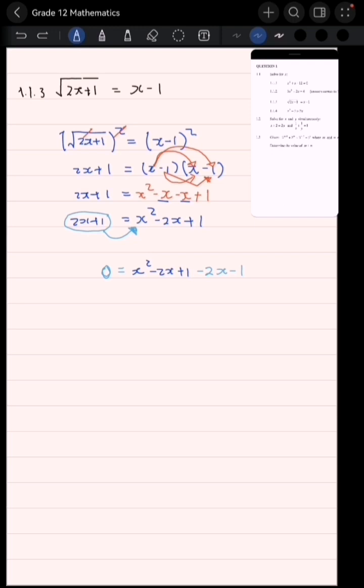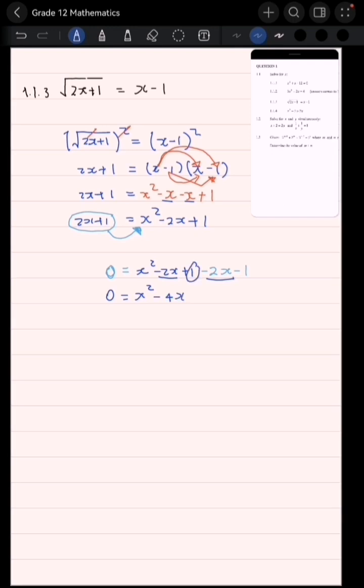Let's further simplify. This will be 0, it's equals to x squared. We can see that we have like terms here. We have minus 2x and minus 2x. So these are like terms. When we take minus 2x plus minus 2x, this is going to be minus 4x. Another like terms, we have positive 1 and negative 1. When we take 1 plus minus 1, this is going to give us a 0. So this is plus 0. So it's the same as having x squared minus 4x.